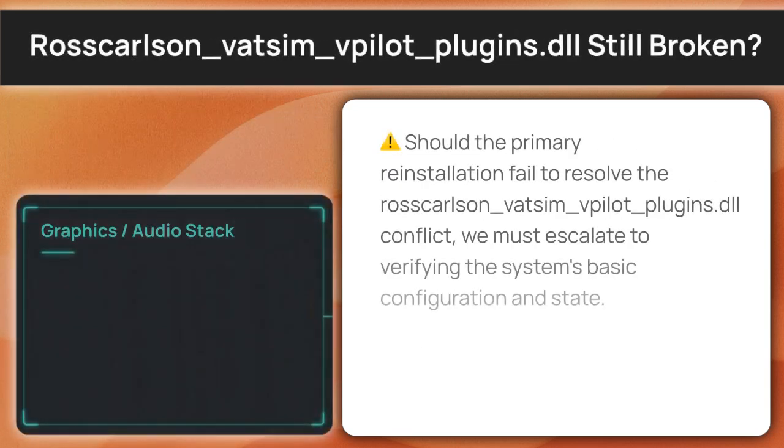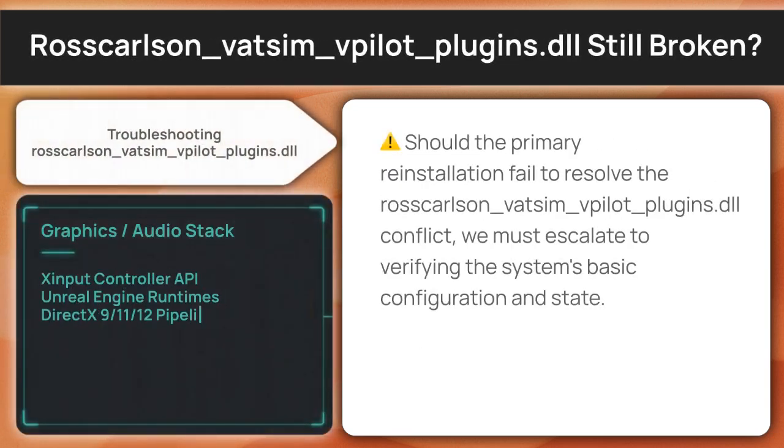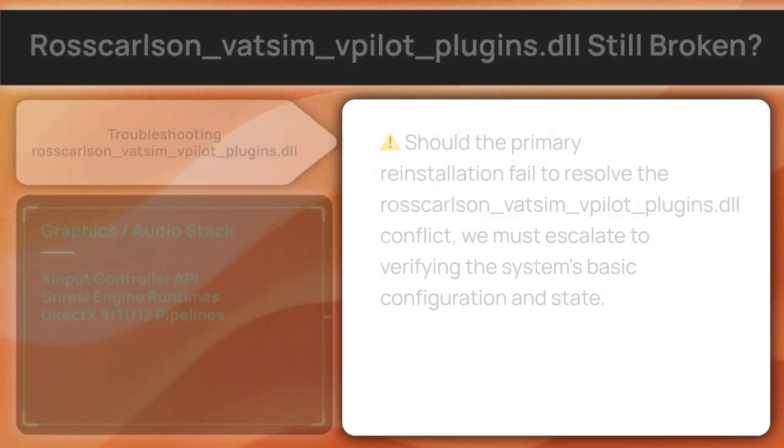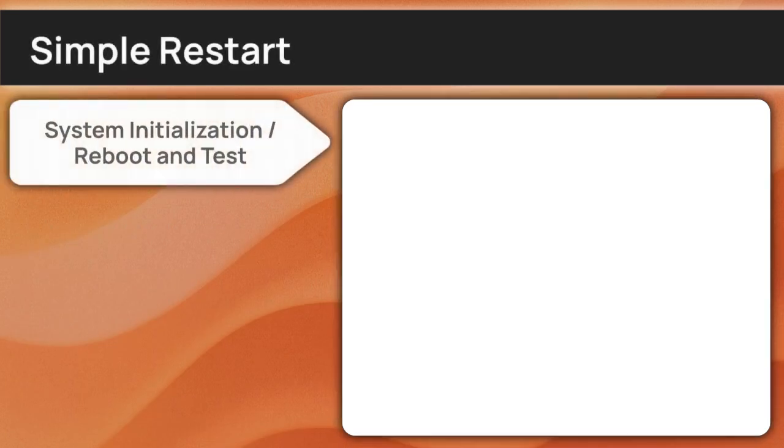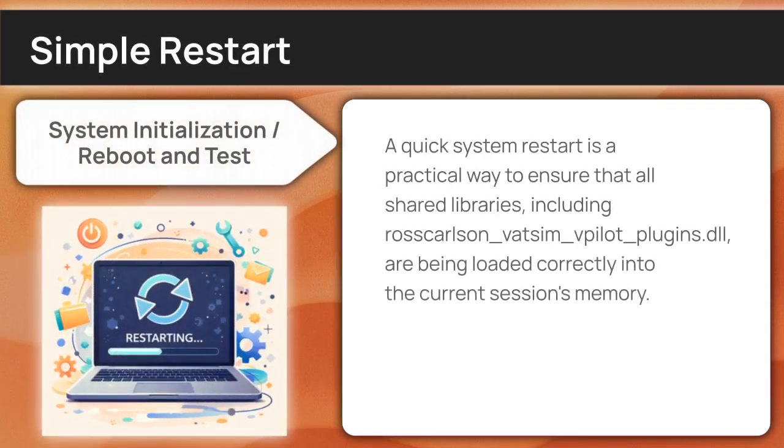If you're still finding yourself stuck after the reinstall, our next priority is to check for any active blocks in the system path. A full system restart ensures that no background processes are currently locking the Ross Carlson VATSIM VPilot plugins file. A fresh boot allows Windows to reinitialize its library map from a clean state.